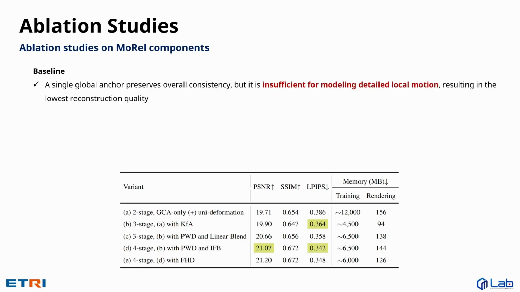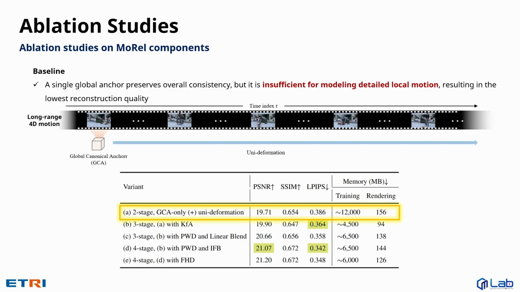To evaluate the effectiveness of each component in MoRel, we conduct an ablation study. We begin with a simple baseline that uses only a single global canonical anchor with uni-deformation. While this preserves overall consistency, it is not sufficient for modeling detailed local motion. As a result, it yields the lowest reconstruction quality.